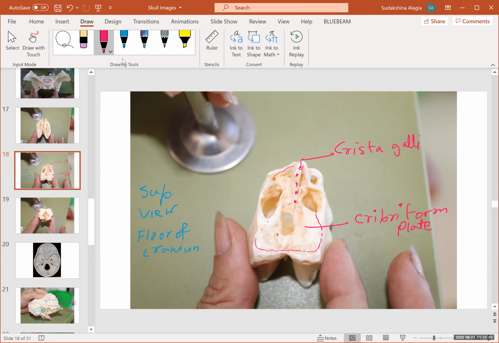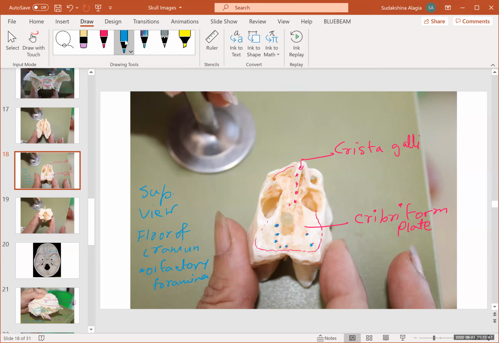These tiny openings, see that? There, there, there, all throughout. These tiny openings on the cribriform plate are referred to as olfactory foramina. These openings are olfactory foramina. Foramen is individual, foramina plural.